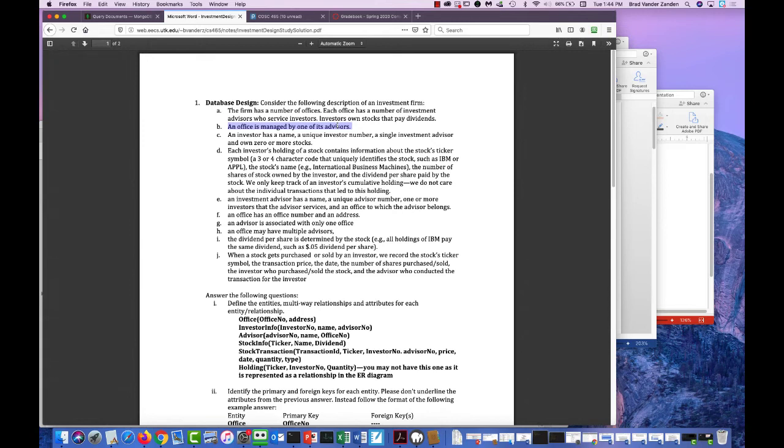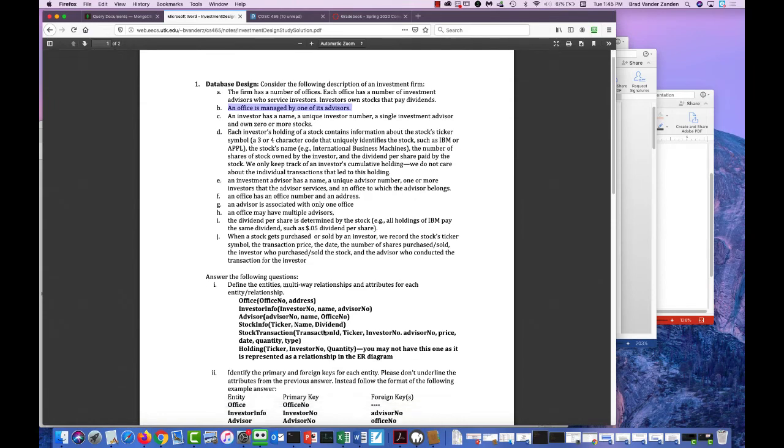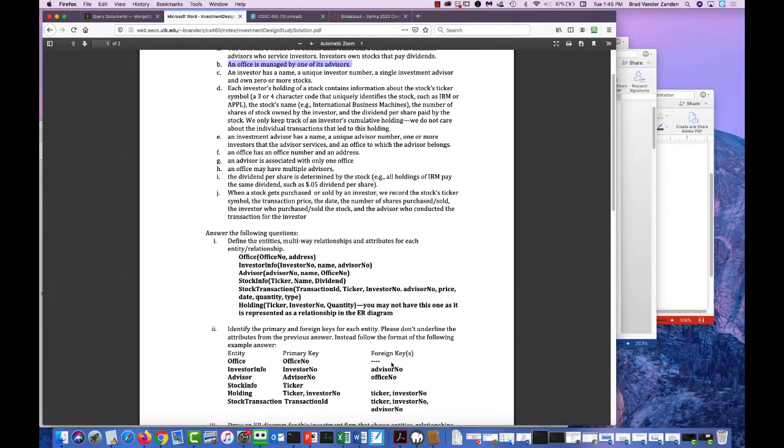In general, how many offices do you think an advisor, minimum and maximum, should manage? Maximum of 1 and minimum of 0. Not every advisor manages an office. So it should be 0 to 1. So I need to update my solution because it is missing this relationship. So office should have an advisor number here, down here in foreign keys. So I missed that. I get points taken off from my solution.